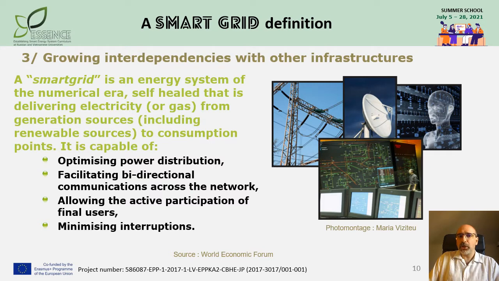So a smart grid is really an energy system of the numerical era, to which you can add some self-healing capability, that is delivering electricity, and it's the same for other energies, from generation sources, including renewables, of course, to consumption points. It should be able to optimize power distribution, facilitate bidirectional communication across the network, allowing the active participation of the final user, and trying to minimize interruption. But being clear, there are more and more relations between the different infrastructures. And so when one is failing, you can have cascading effects on the others.